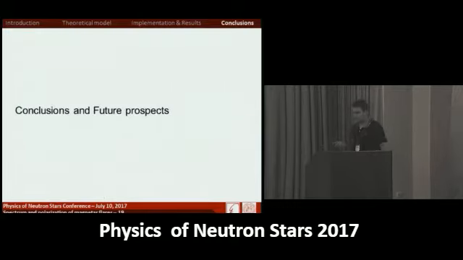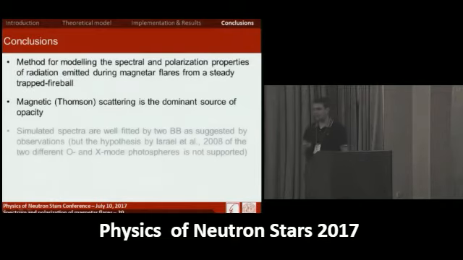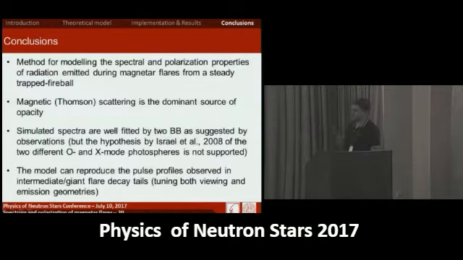So, as conclusions, we developed a theoretical model for explaining the spectral and polarization properties of magnetar burst emission, according to the original model proposed by Thompson and Duncan. Our model relies on a series of simplifications, as for example, magnetic Thomson scattering as the main source of opacity, and we also neglected the contribution from relativistic outflows. But the results of our model are compatible with observations, as, for example, in the case of spectral fits. And the model can also reproduce the pulse profiles observed for the decay tails of magnetar flares.